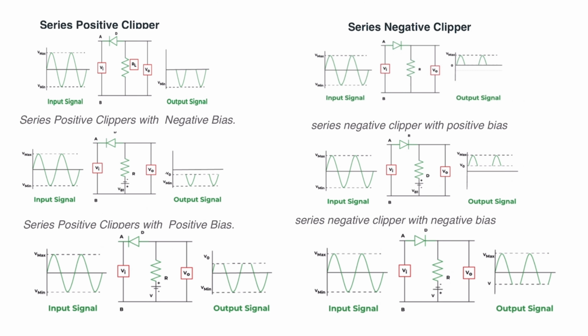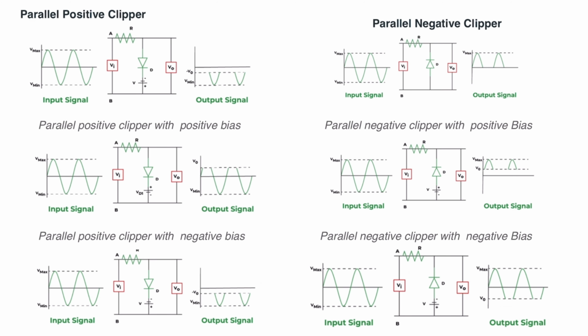Let us see the diagrams, starting with the series positive clipper. In the diagram of the series positive clipper, the diode is connected in series with the input. Similarly, a shunt clipper means the diode is connected in parallel with the load.